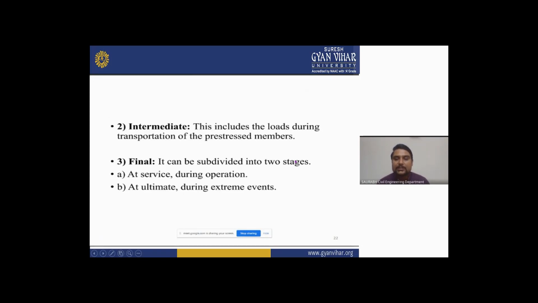Now, intermediate: this includes the load during the transportation of the pre-stressed member. Now comes the final stage. It can be subdivided into two stages: at service, during the operation, and ultimate, during the extreme event.